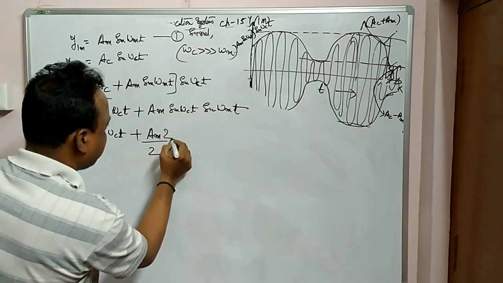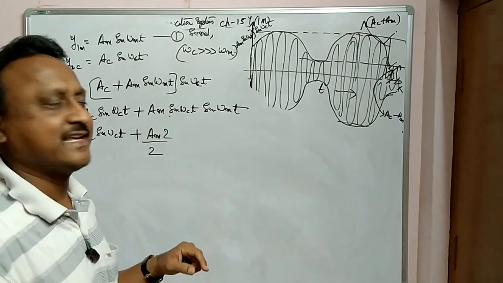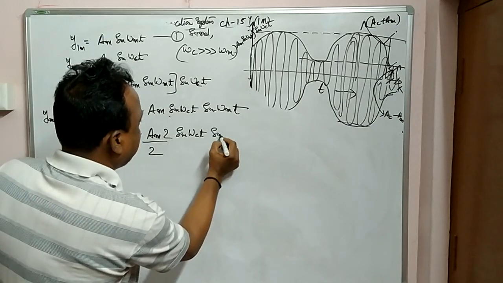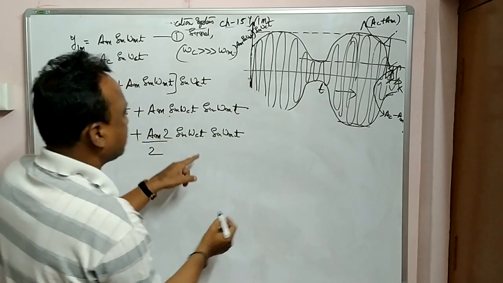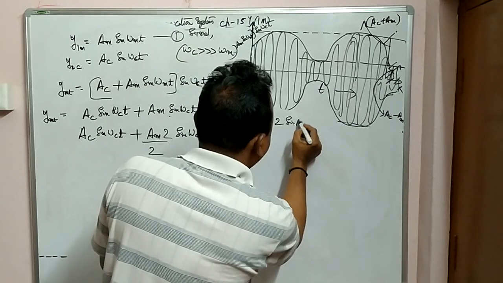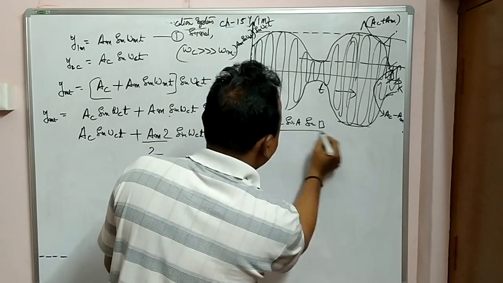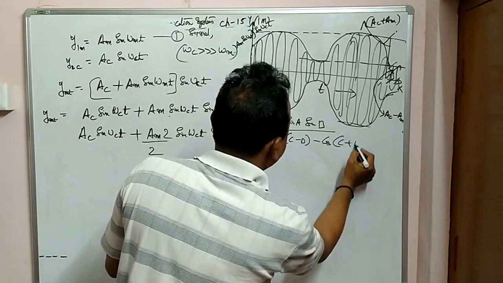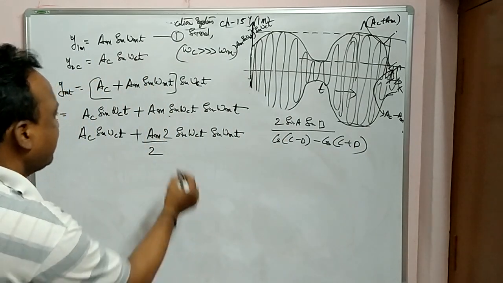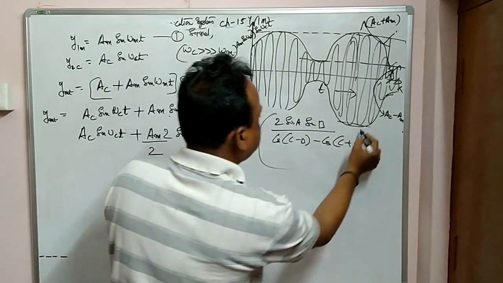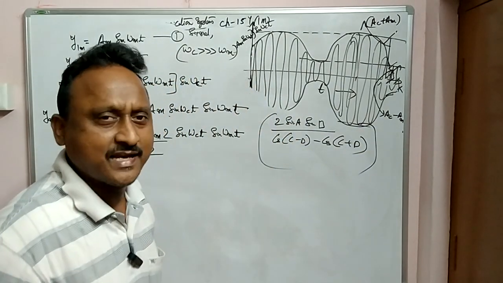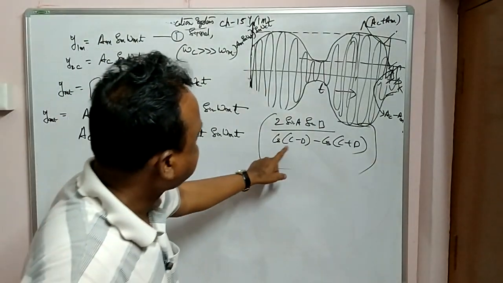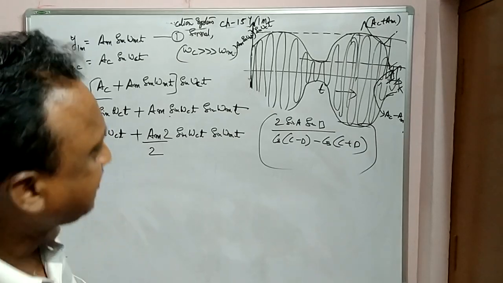I will multiply and divide with 2, and this will become 2 sine omega c t sine omega m t. So this is in the form of 2 sine A sine B, trigonometry. So cos c minus d minus cos c plus d. I will write in this trigonometry form, 2 sine A sine B equals cos c minus d minus cos c plus d. Plus 2 cos c minus d minus cos c plus d, trigonometry form.